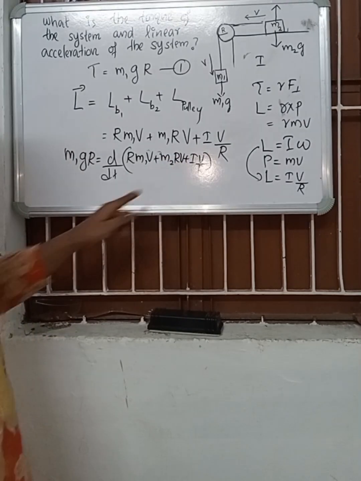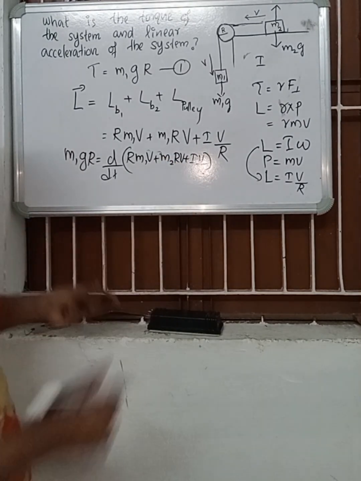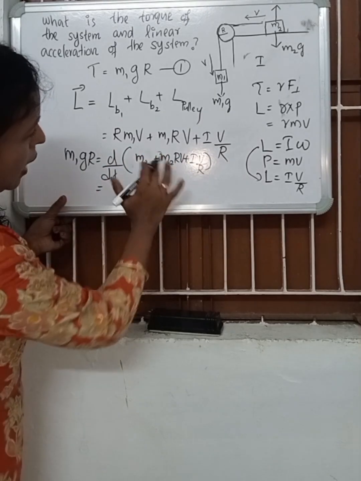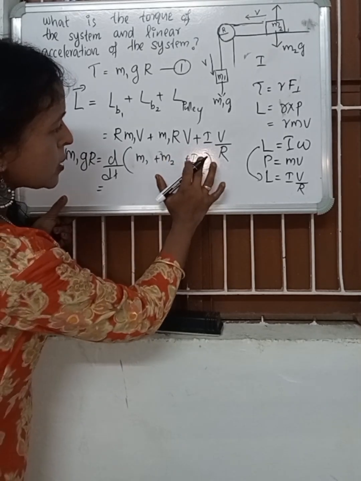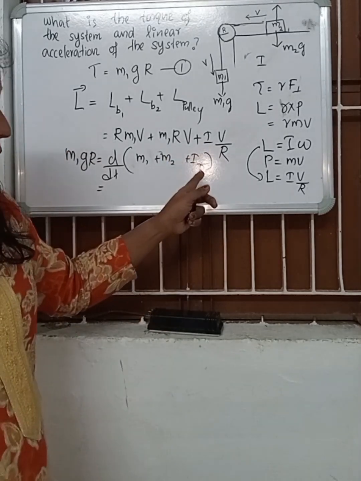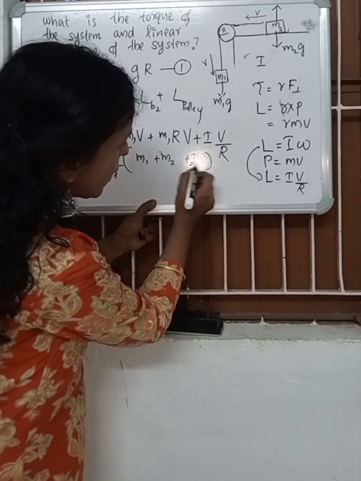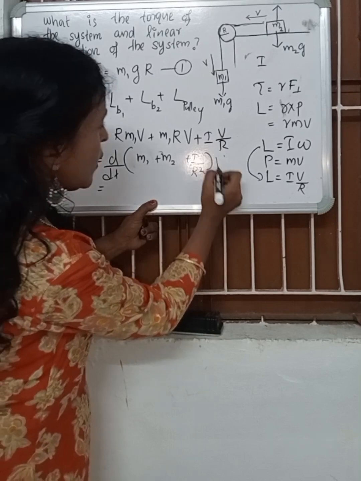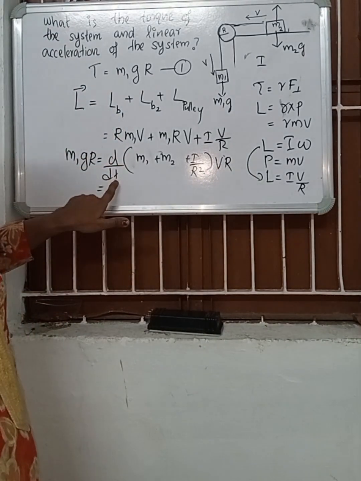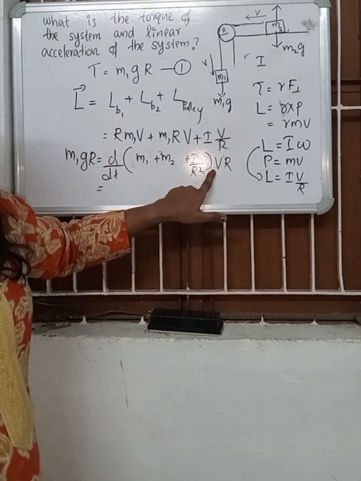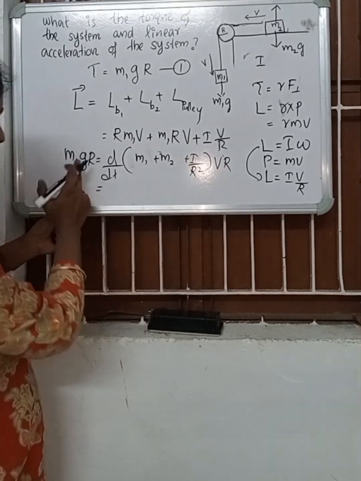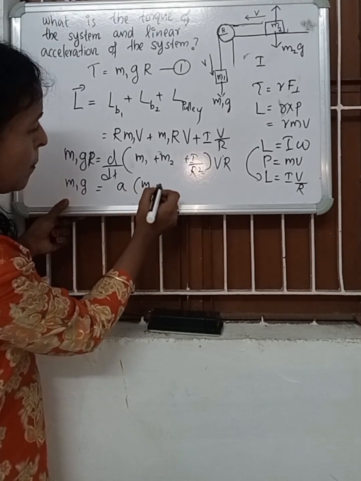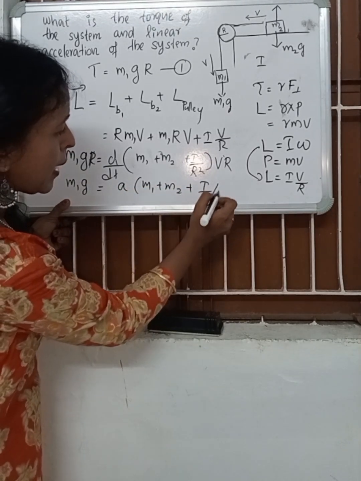We can take v and R outside, and R and R cancel each other. So I am taking R and v outside. Here also R and v, here also R. But if we take R outside, the denominator will become R square. d by dt of v, velocity, is acceleration, and these cancel each other. So m1g equals a into m1 plus m2 plus I divided by R square.